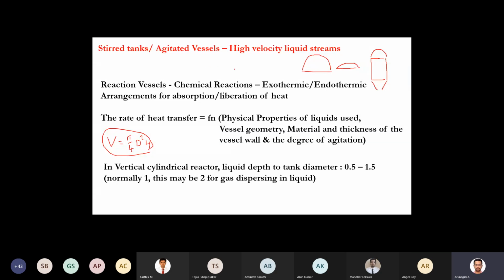Okay, elliptical means half of this. This is elliptical. So different types of heads are there. A flat head means it will be like this. Here you have to connect these portions. These are all called disc heads.